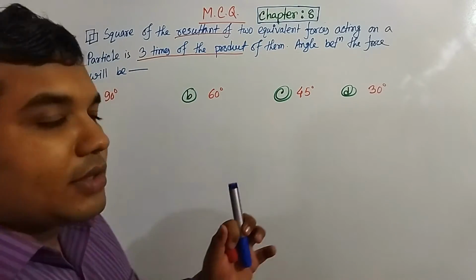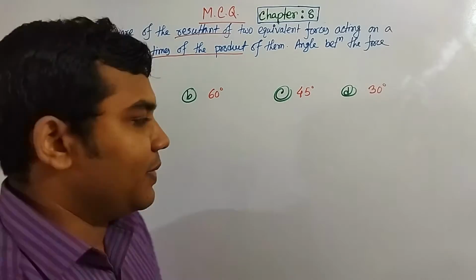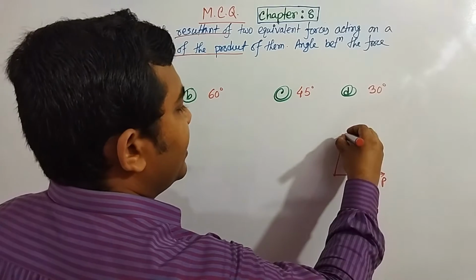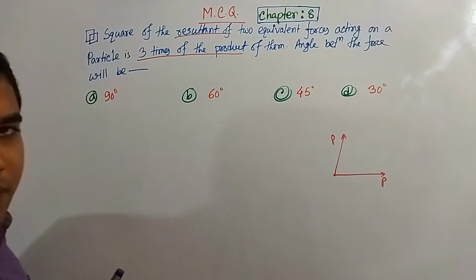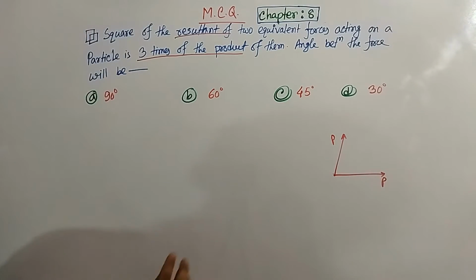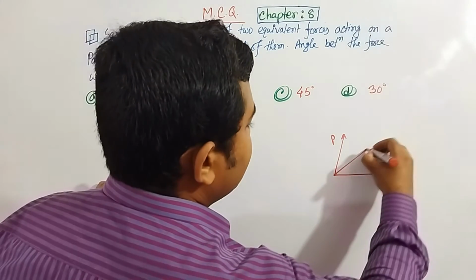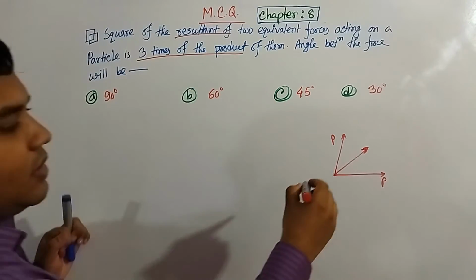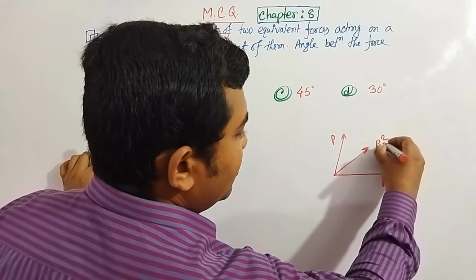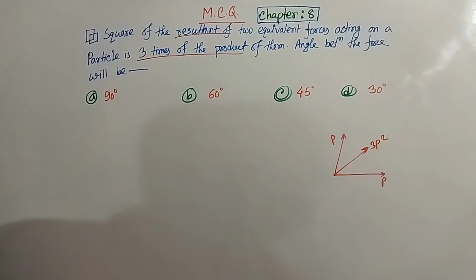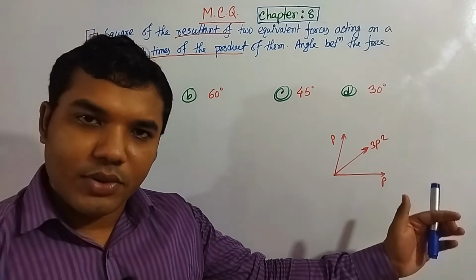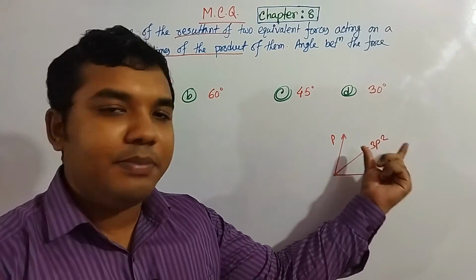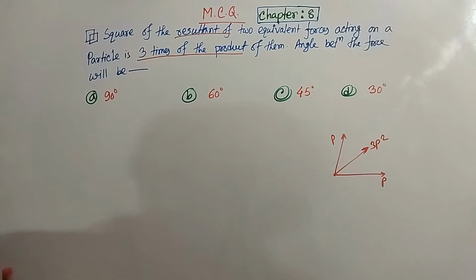We need to first assume the equivalent force. Say for example, our equivalent force is P. So both are equivalent forces, that is P, but the square of the resultant is 3 times the product of them. So first the product of them is P square, and 3 times of it should be our resultant square. So the resultant square is 3P square. So what is our formula?